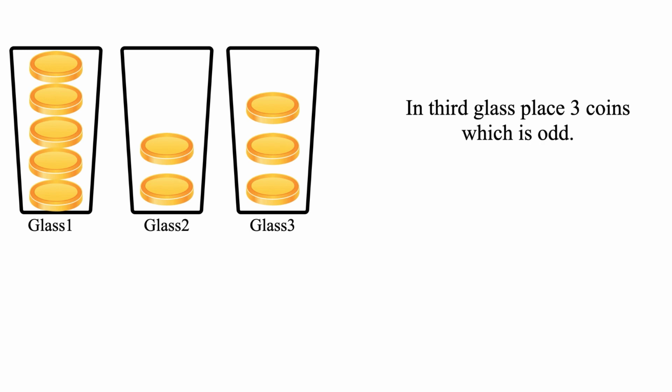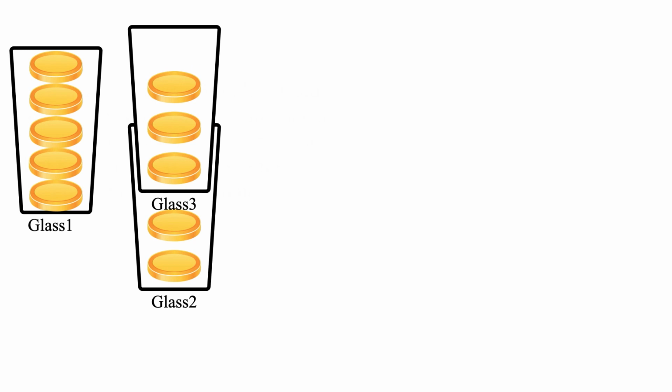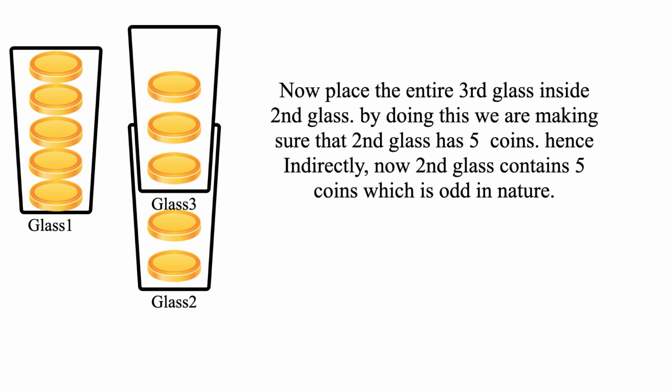Now is the important step. After the third step, glass 1 has 5 coins, glass 2 has 2 coins and glass 3 has 3 coins. Now place the entire third glass inside the second glass. By doing this, we are making sure that the second glass has 5 coins. Hence, indirectly, the second glass now contains 5 coins, which is odd in nature. So I will consider this one of the fantastic puzzles because it requires out of the box thinking.